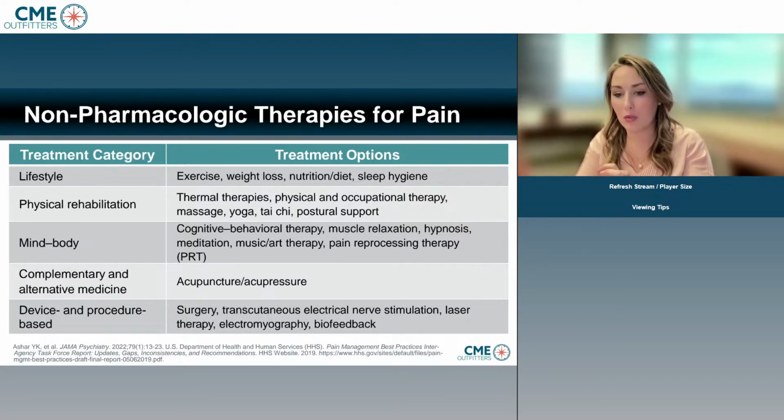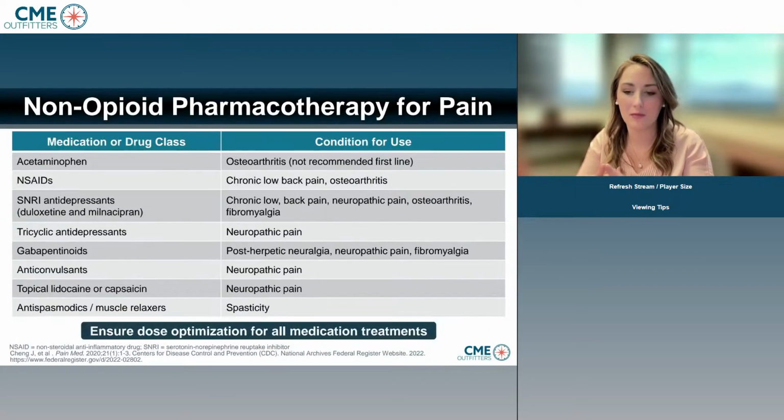So just importantly, going to a yoga studio, getting a massage, and getting acupuncture sounds great in theory, but really tailor it to your patient and if they can afford it and if it's available in your area. And then again, all of the device and procedure based interventions that you can do, they're invasive, but they are not long-term medications that have a lot of side effects.